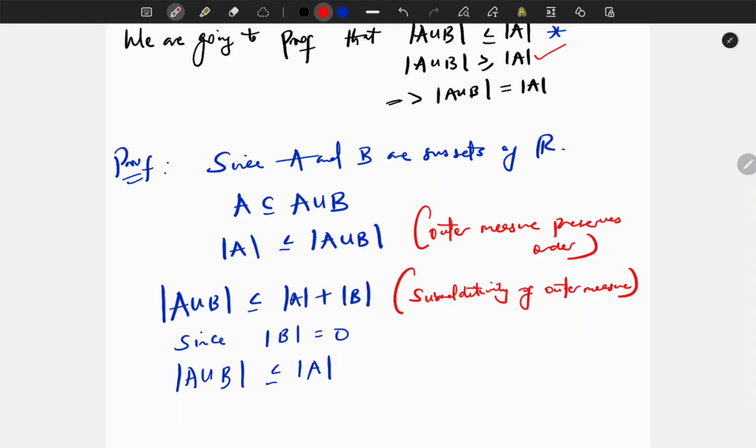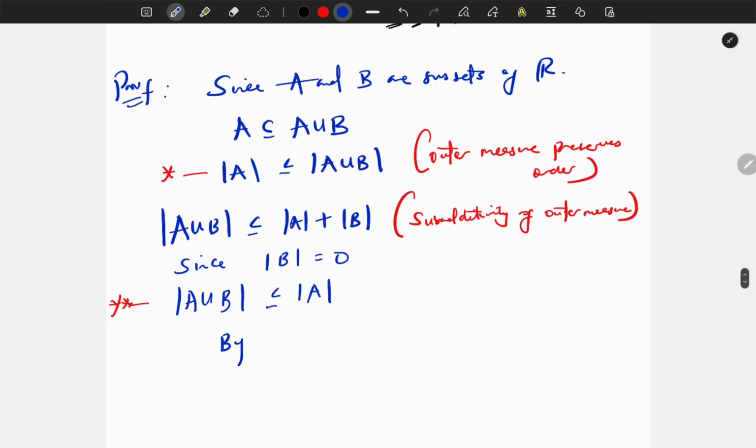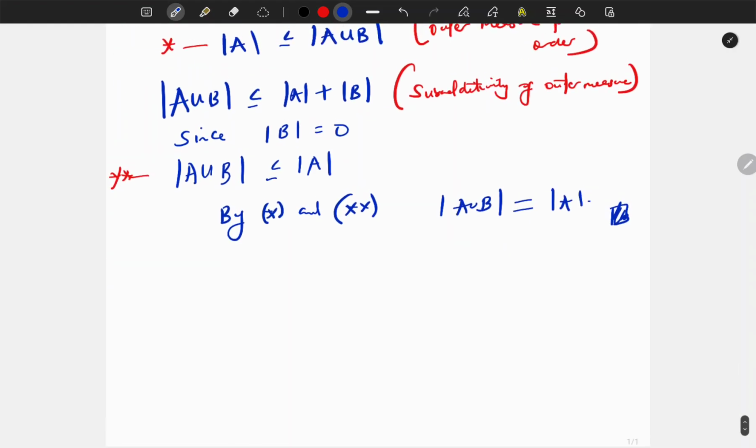So if we combine these two together, that implies, by star and star star, that the outer measure of A union B is equal to the outer measure of A. Then we are done. So that is quite easy. So let's check the next question. Question 2.